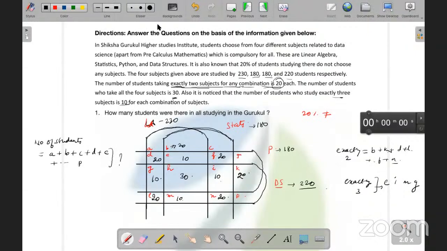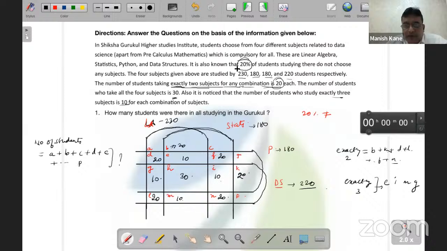Yes, sir. That would be the number of students studying any subject. That will be 80% of the students. Why? Because it is given that 20% of students do not choose these subjects. So those 20% students don't figure in any of these numbers.